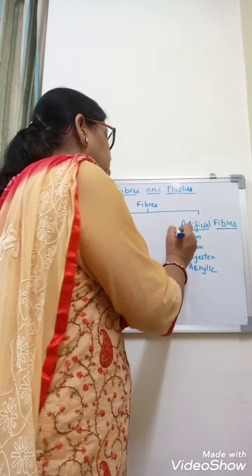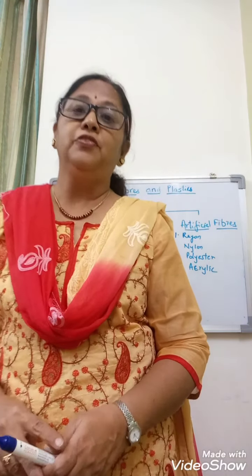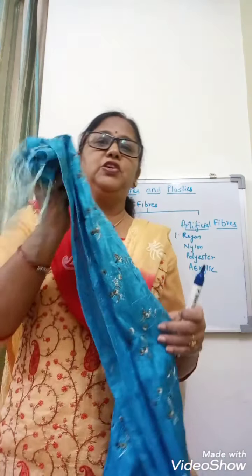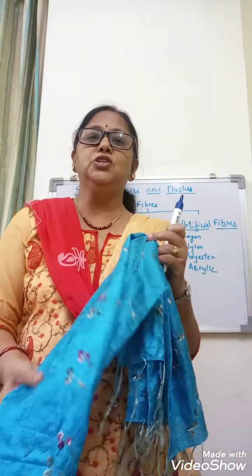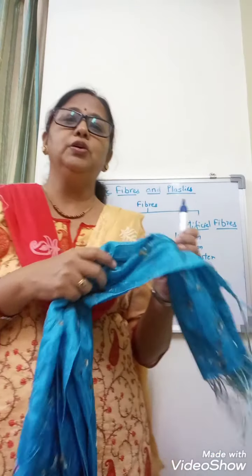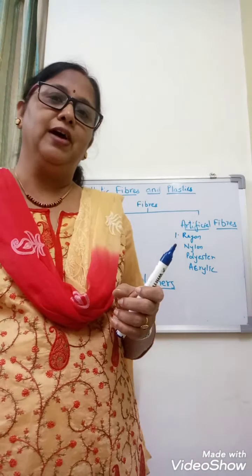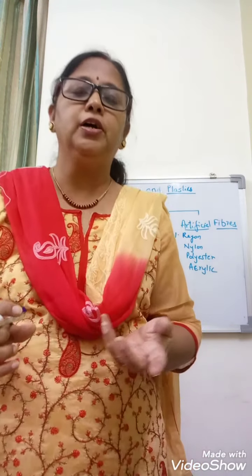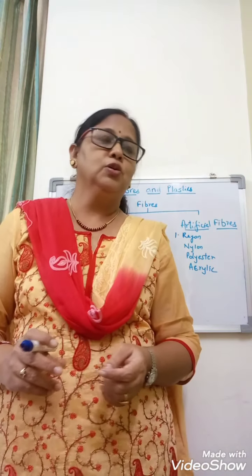The first one is rayon. Rayon is nothing but artificial silk, which is obtained from wood pulp. It has a shiny texture, and although it is obtained from wood, still it is called a synthetic fiber. It is long lasting and very popular, and it gives a very good appearance to our clothes.